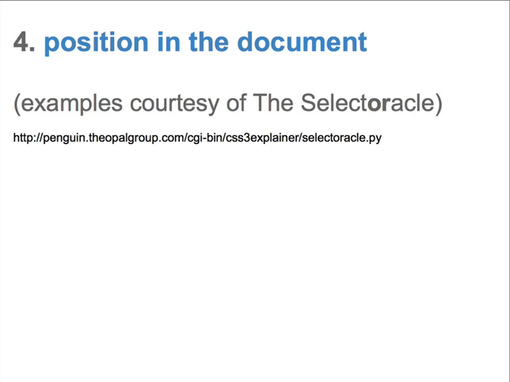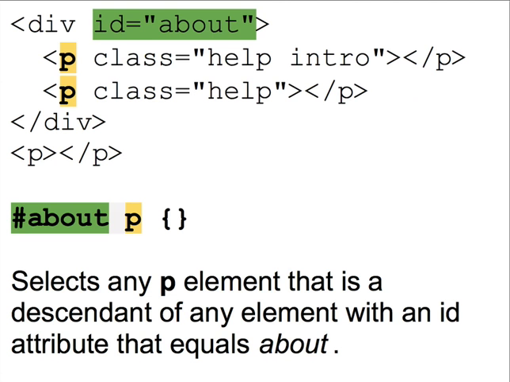And here we're going to make use of a tool called the select oracle, which is fun to use and allows you to paste in a CSS selector and get back a text description of exactly what that selector means. So here we pasted this selector, pound about space P, into the select oracle, and we've also put a snippet of HTML at the top to give it even a visual example of what this might be like. But this selects any P element that is a descendant of any element with an ID attribute that equals about. So looking at the HTML above, this selects the P's, the two that are highlighted within the div that has an ID of about.